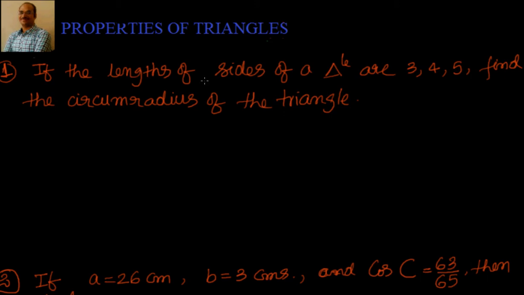So, if the lengths of the sides of a triangle are 3, 4, 5, find the circumradius of the triangle. To do that, looking at 3, 4, 5 itself tells me that it is a right angle triangle. So I know this is 5. I don't know what is 3 and what is 4, but we can take it anyway. Let us say that this is A, this is B and this is C. By the diagram you can see that angle C is equal to 90 degrees.